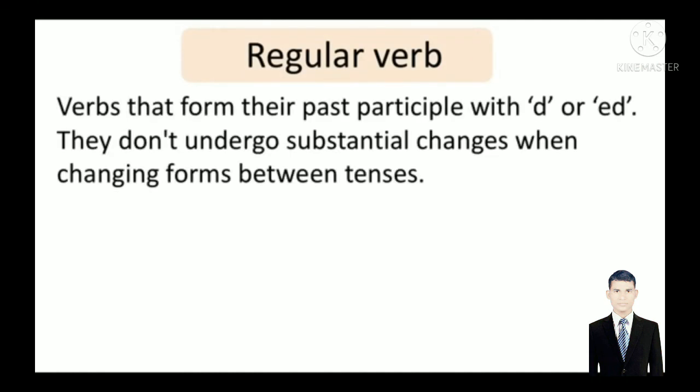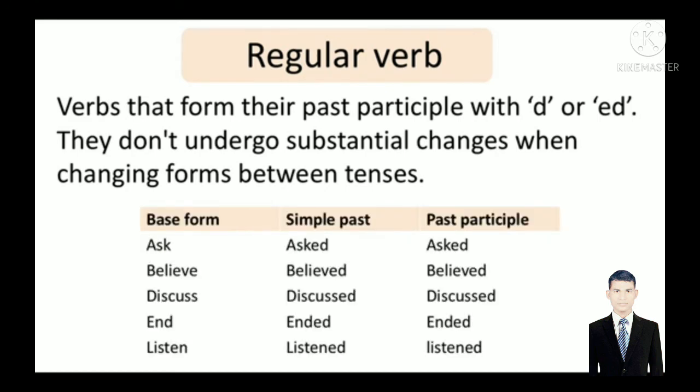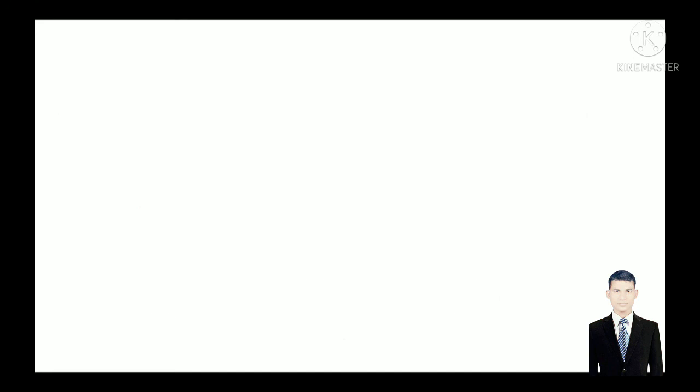Regular verb. These are verbs that form their past participle with d or ed at the end. They don't undergo substantial changes when changing forms between tenses. So here is a table. We have base form, simple past, and past participle. Ask, asked, asked. Believe, believed, believed.